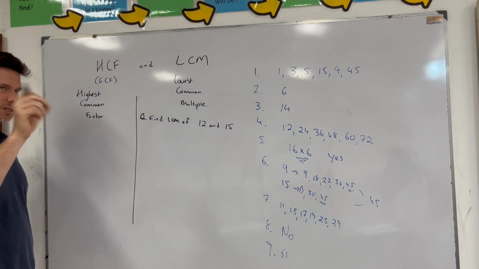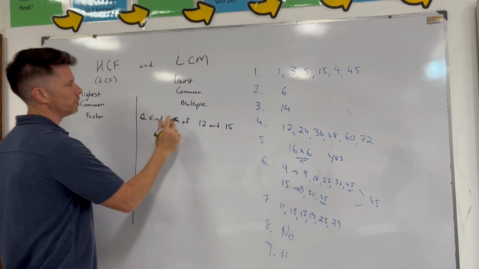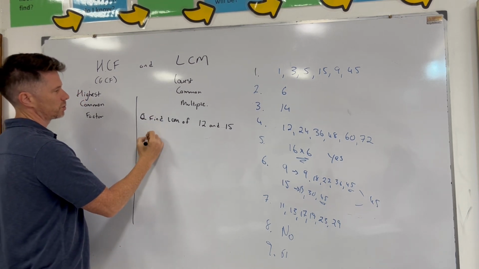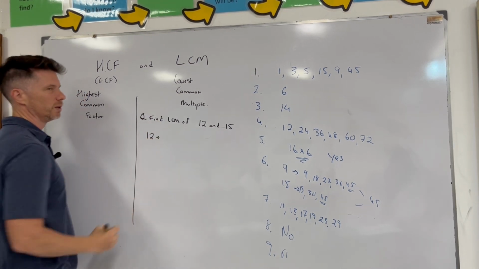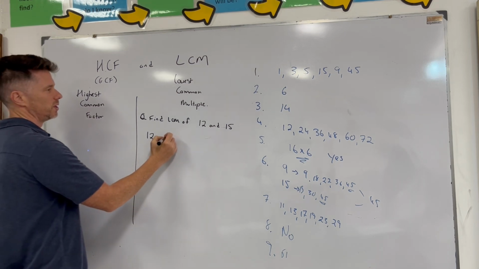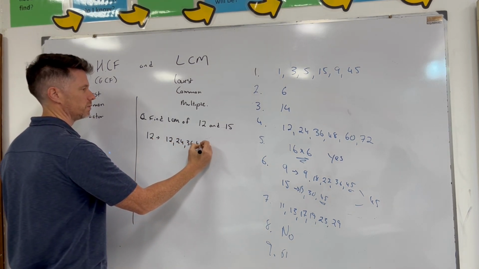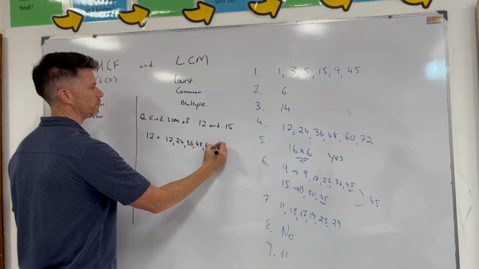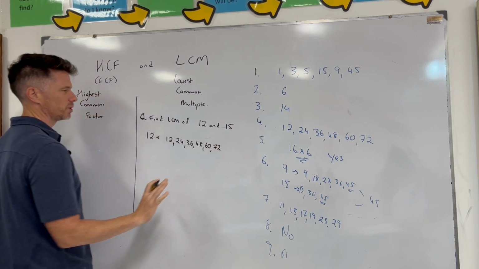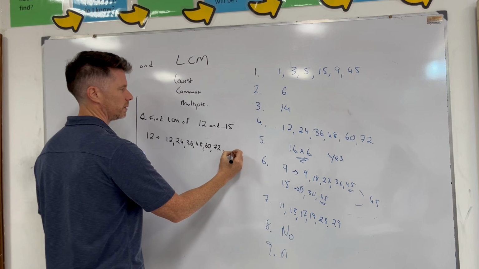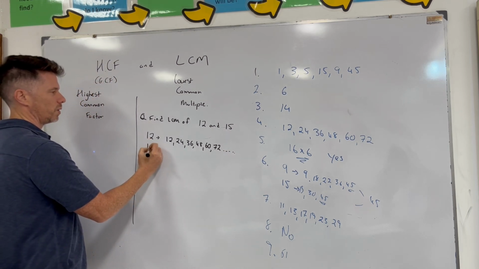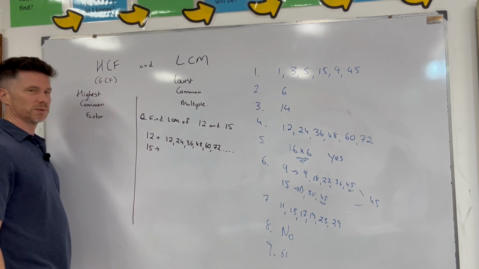Multiples will be bigger, the times tables answers. So I'm going to do the listing method for this. I'm just going to get the number 12 and do my times tables answers. 12 times 1, 12 times 2, 12 times 3, 12 times 4, 12 times 5, 12 times 6. Okay, I'm going to stop there. I could keep going, but I'm going to also list the times tables answers for 15.